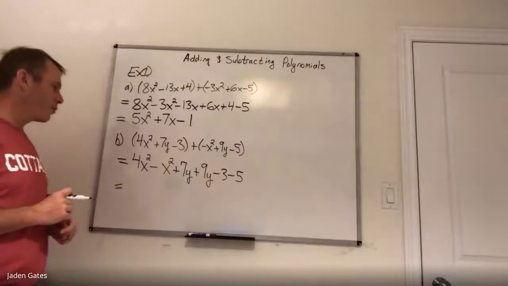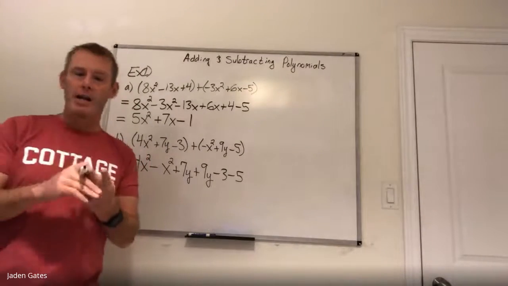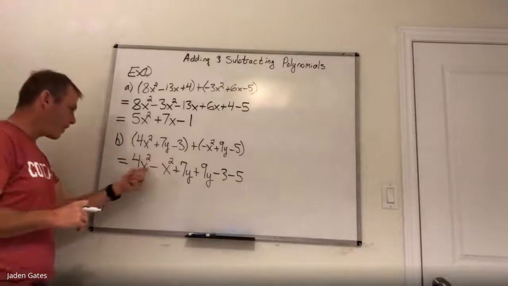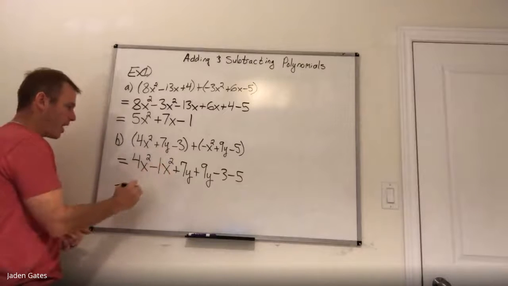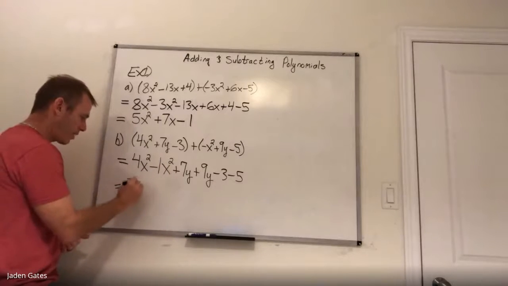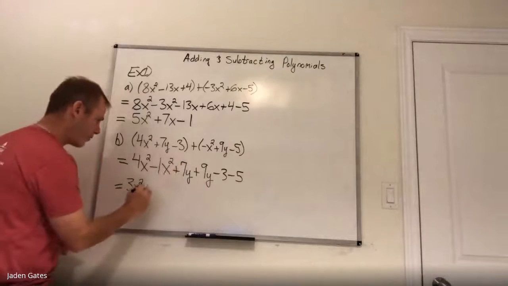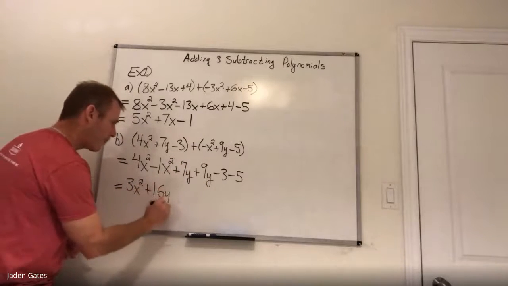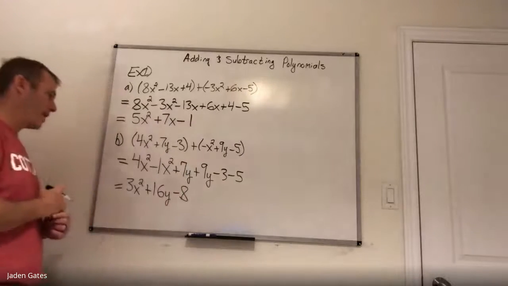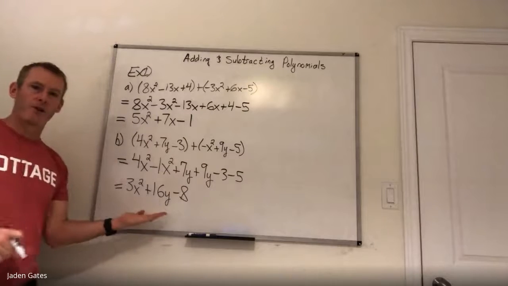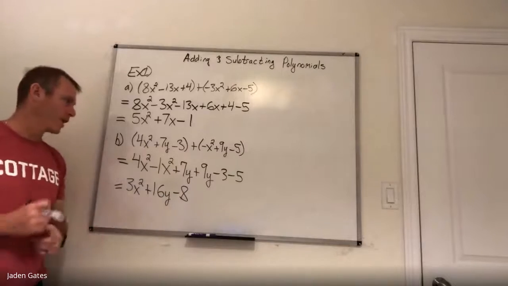And so again, I'm going to collect like terms, things that have the same letter, same variable, and the same exponent. So I have a 4x squared minus an x squared. There's a secret 1 here, so it's 4x squared minus 1x squared. That is 3x squared. I have a 7y and a 9y together. That's going to be 16y. And then my numbers, I lose 3, I lose 5. I'm down 8. And again, because these terms are not like terms, that's it. I'm done. It's as far as I can go. Put all my like terms together.